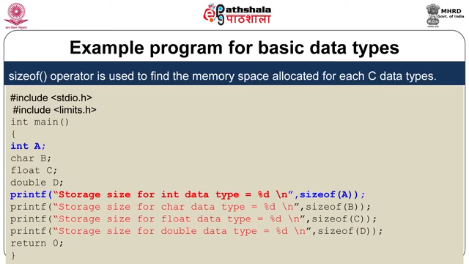The sizeof operator is used to find the memory space allocated for each C data type. In this program, you can see there are 4 different data types used, like integer A, character B, float C.